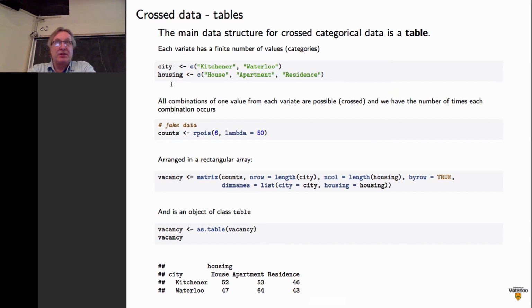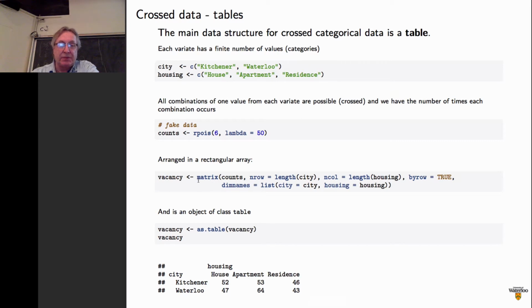So some fictitious data. We imagine that we're looking for housing as a University of Waterloo student. And so I've got two cities, Kitchener and Waterloo. I've got three varieties of housing: house, apartment, residence. And let's just get some fake data. So these are going to be generated from a Poisson with lambda parameter 50, and get six values to correspond to the 2 times 3 counts that I need. So we'll call this vacancy.